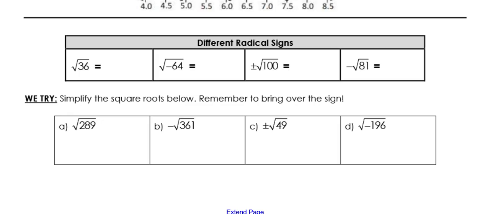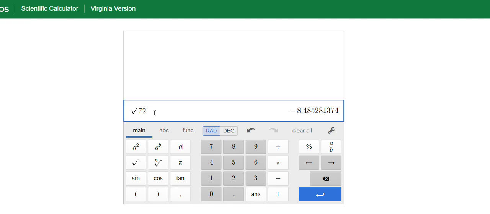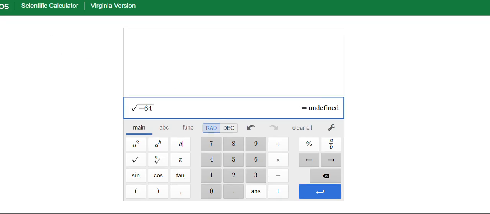We've got to talk about these last ones because these are special cases of square roots. So square root of 36, we know that's just 6. When we have a negative on the inside, you can try this in the calculator, but it will not be able to evaluate this. If we do the square root of negative 64, it's going to say that's undefined. Actually, that's not exactly how we want to say that in math. We're going to say it's imaginary.